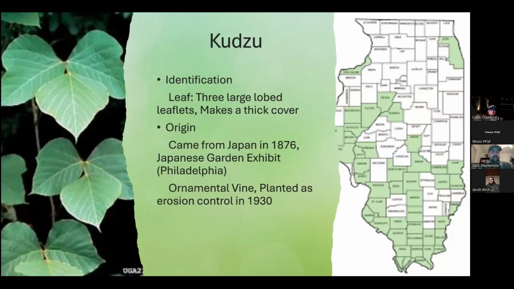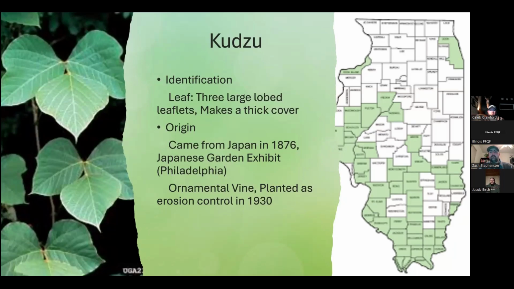And last but not least is going to be kudzu. This one's pretty easy to identify, kind of similar to poison ivy. It has three leaves, but these are going to be a little bit larger. And you can kind of see in the picture there that they're going to have some lobes kind of on the outer leaflets.